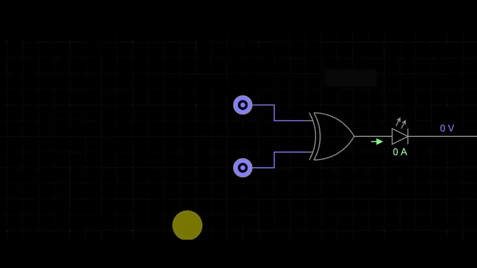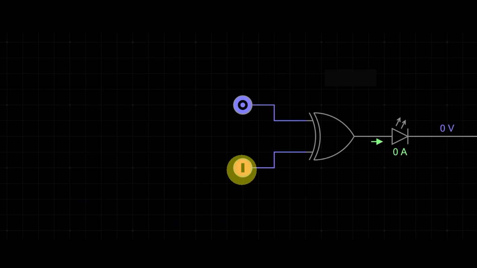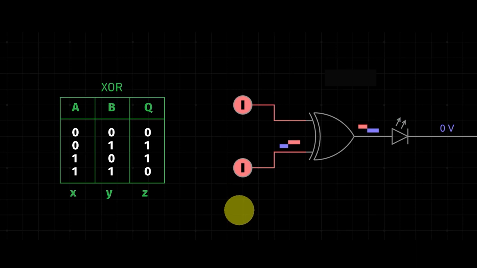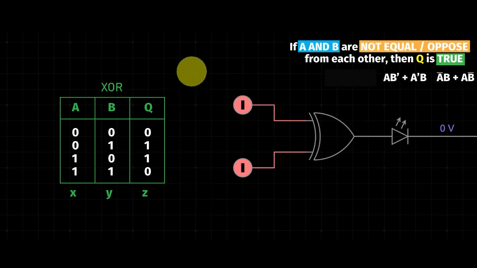The XOR gate is a logic gate where the output goes high, or 1, if one and only one of its inputs are high. XOR stands for exclusive OR. The logic or Boolean expression for an XOR gate is if A and B are different from each other, then Q is true.